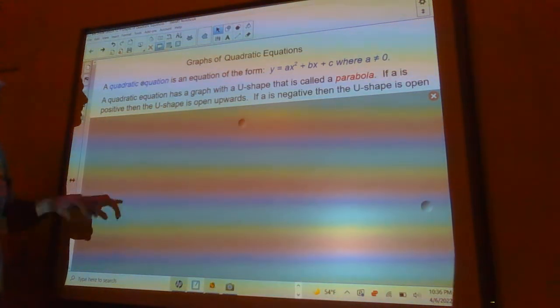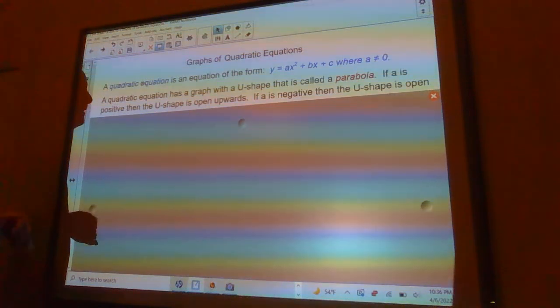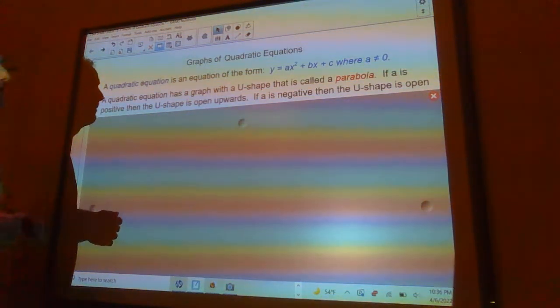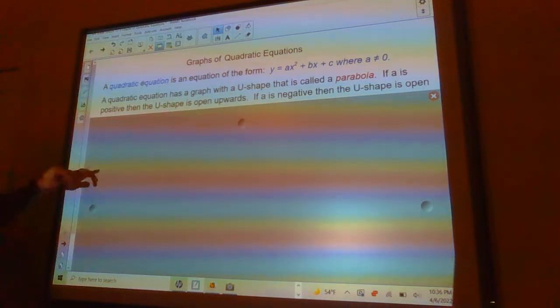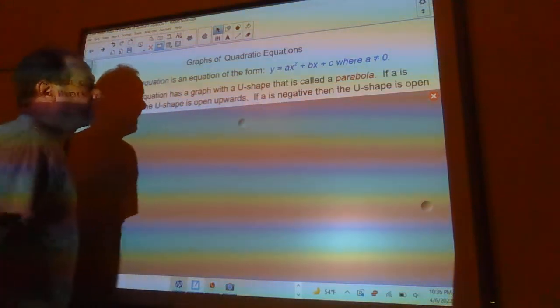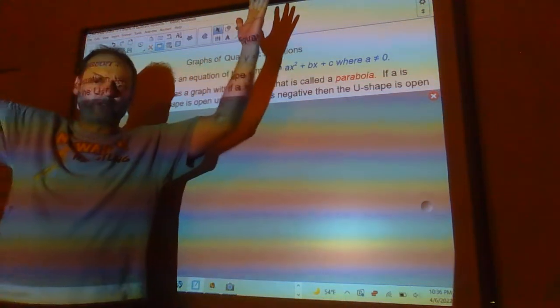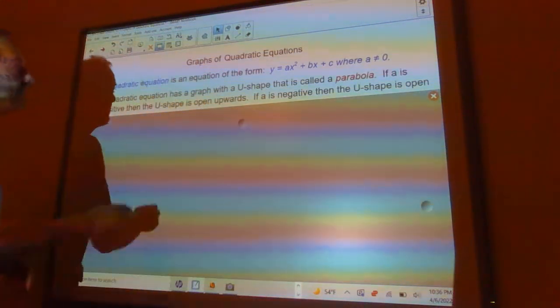A quadratic equation has a graph with a U shape that is called a parabola. Okay, all quadratic equations are shaped like a parabola. It's just kind of a U. It's either up or down. If a is a positive number, if this number out here is positive, it's open upwards, so it's shaped like this. If it's negative, then the U shape is open down.